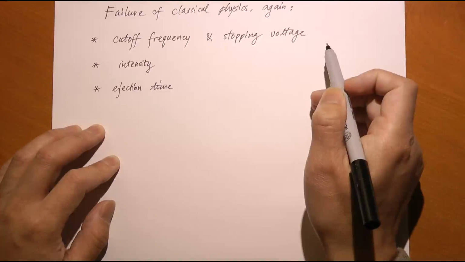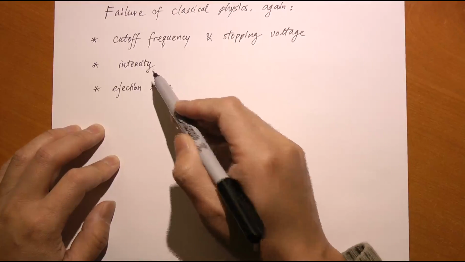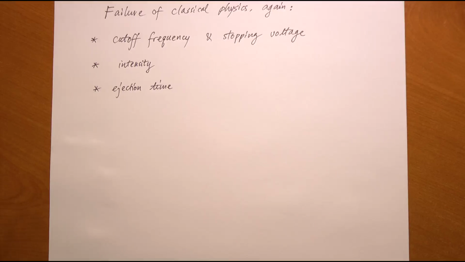That clearly indicates that the energy of the light being absorbed by these electrons has to do with the frequency of the light. And the second thing is, how does the intensity of the light play a role? Again, below a certain cutoff frequency, I don't care what the intensity of light is. No photoelectrons are ever produced, no photocurrent.